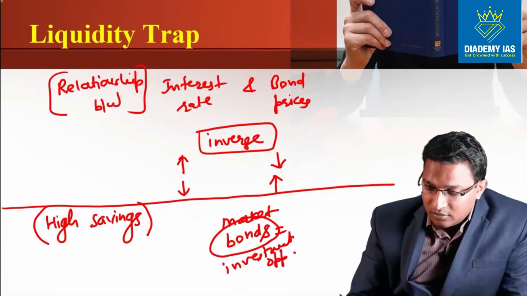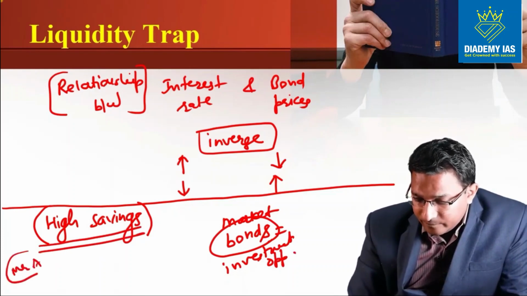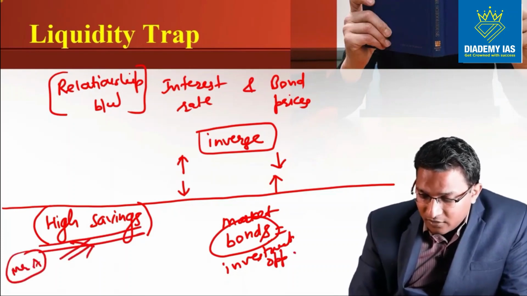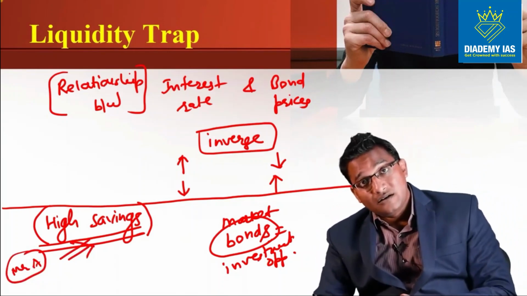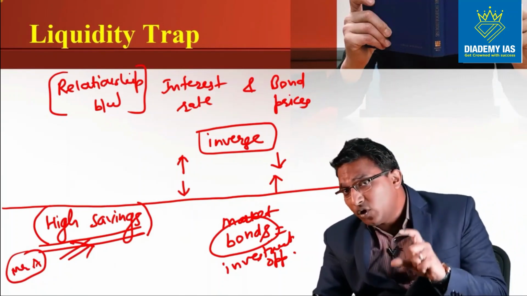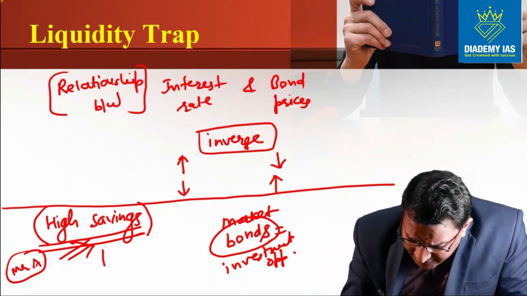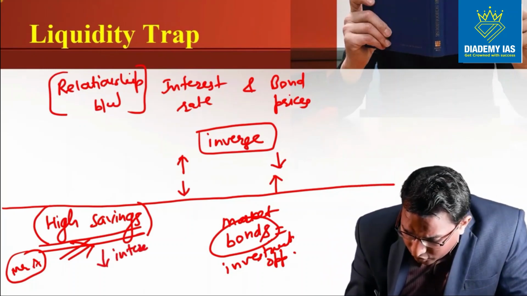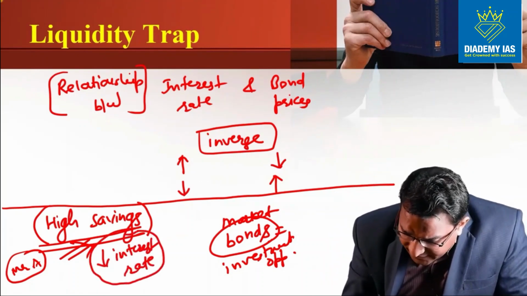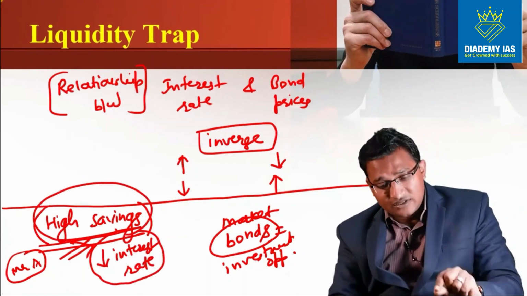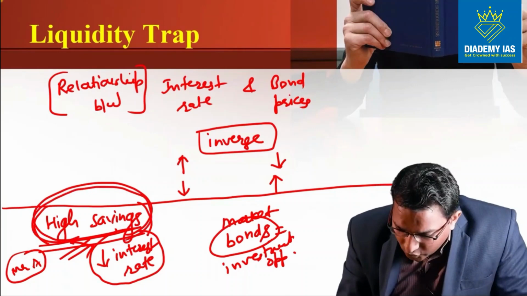Now suppose Mr. A is having money in the saving account. So Mr. A is not buying the bond. Why is Mr. A not buying the bond? Because Mr. A is observing that at present the interest rates are low. So this is also one of the conditions. There are high savings and low interest rate. These are the two conditions.